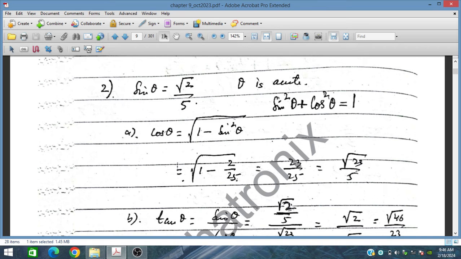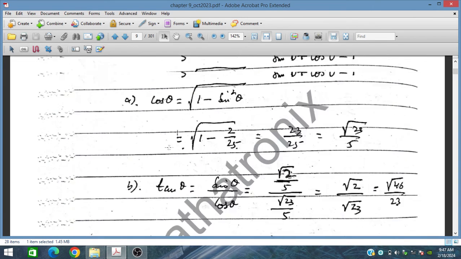1 minus 2 upon 5, because if this value is under root 2 upon 5, under root 2 becomes 2 and 5 becomes 25. On simplification, this is under root 23 upon 25 and this is under root 23 upon 5. This first relation is obtained.